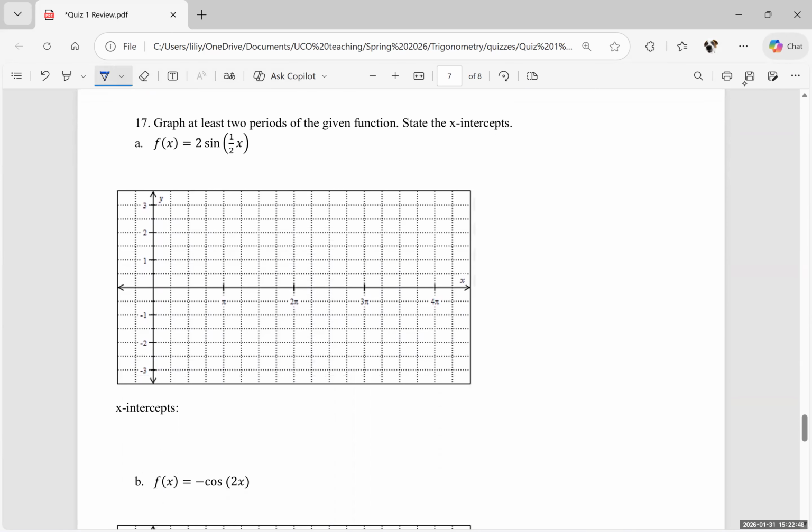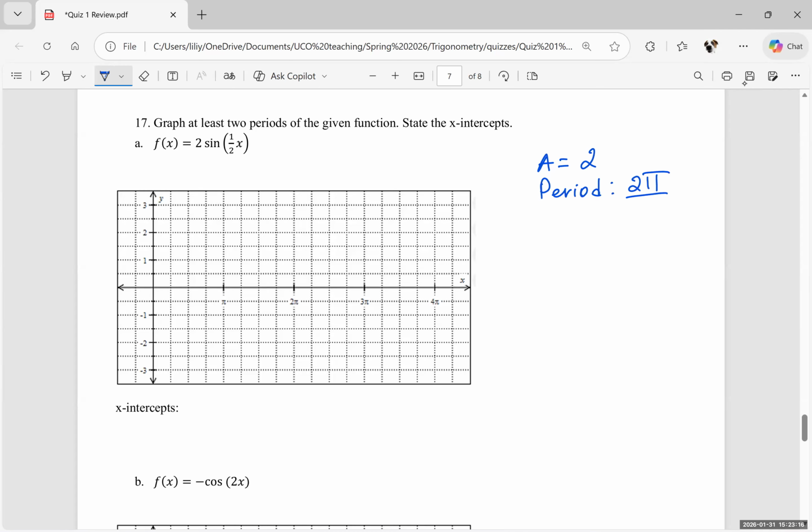Number 17, though, we are graphing them. So let's go ahead and start with the simpler ones. On the quiz, you'll have the simpler ones. On the test, we'll have some more complicated ones. Graph at least 2 periods of the given function and state the x-intercepts. So we'll go ahead and start with the graph. It helps if you identify the amplitude and the period.